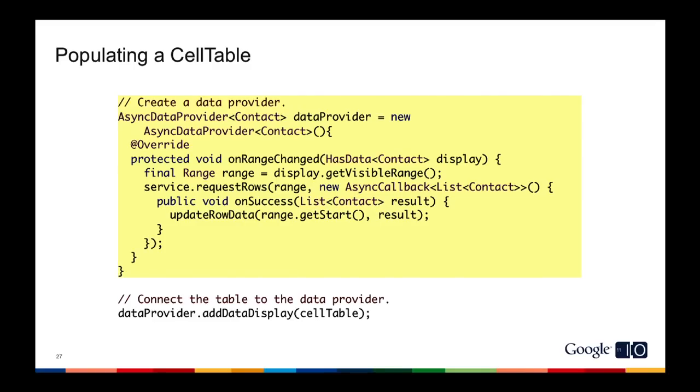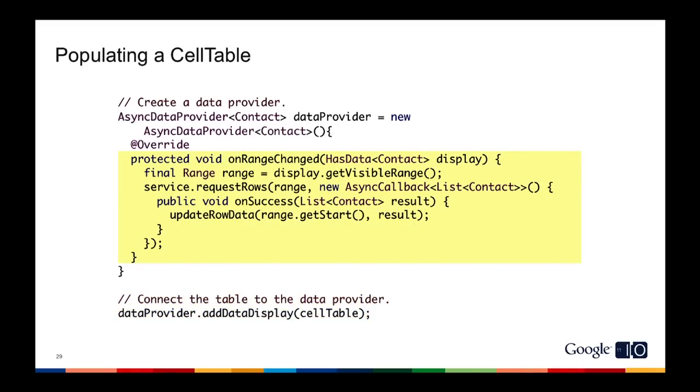So we're going to create an asynchronous data provider. I'll get to it in 1 second. And then we're going to add the table as a display of that data provider. Multiple tables and lists, you can use them jointly, can have the same data provider providing data for them. So you don't have to manage multiple requests for the same data.